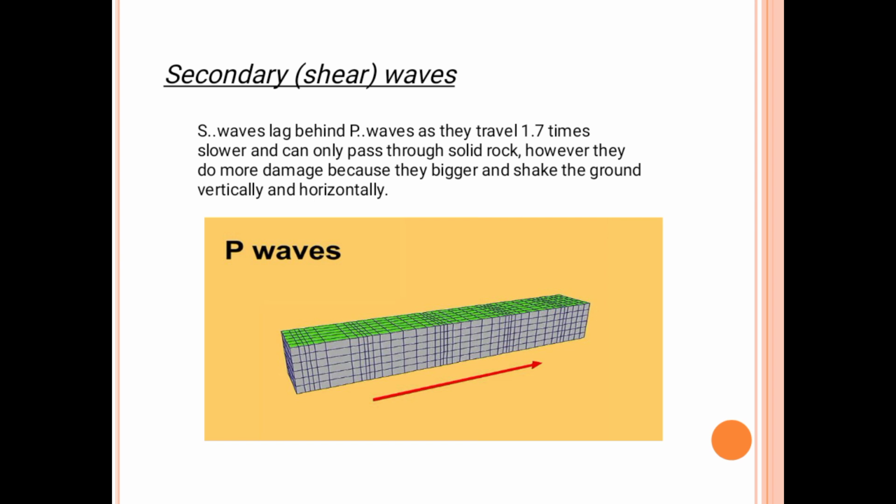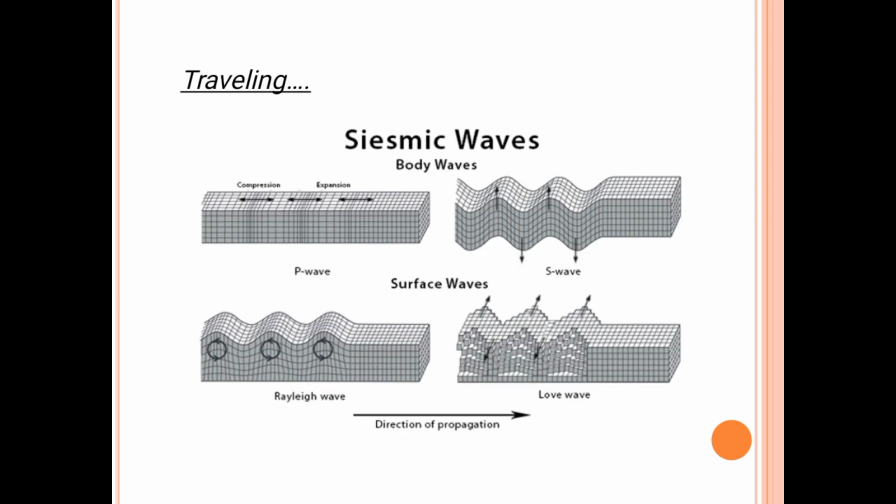Now we discuss secondary waves, also called shear waves. S waves lag behind P waves as they travel 1.7 times slower and can only pass through solid rock. However, they do more damage because they are bigger and shake the ground vertically and horizontally. Traveling of seismic waves.